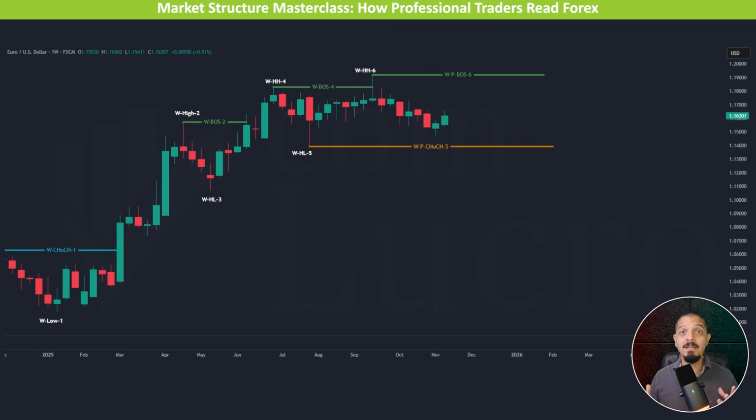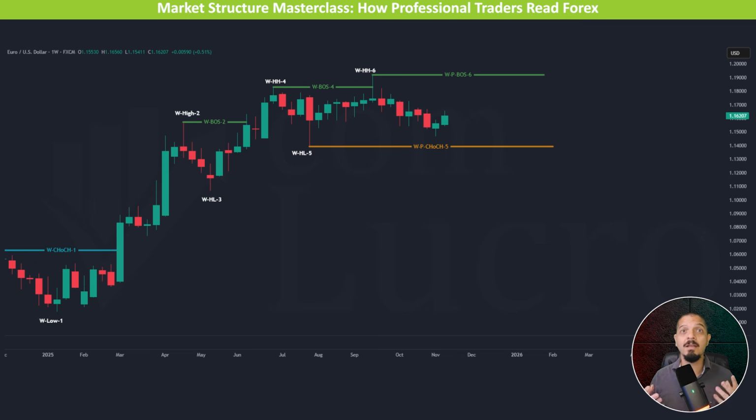Now, let's begin. The first important reference in the structure is the level labeled Weekly Low 1. This point represents the exhaustion of the previous bearish market phase, where selling pressure begins to weaken. From this low, price starts an expansion phase that marks the beginning of a new structural development in the market.